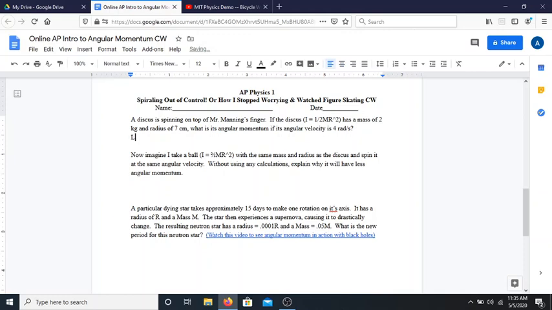We'll remember, just looking at this, that the angular momentum is just equal to the moment of inertia times the angular velocity. So you're going to have to do a couple calculations, but I want you to pause the video and calculate that. Once you think you have it, it's going to be a weird unit, so don't worry about it. Once you think you have it, come back and we'll see if you're right.